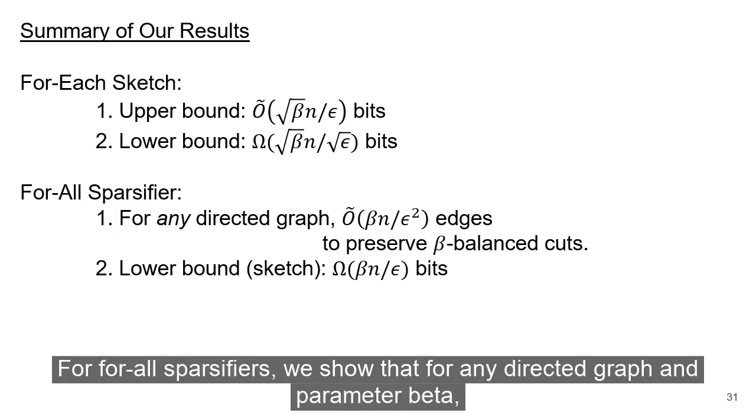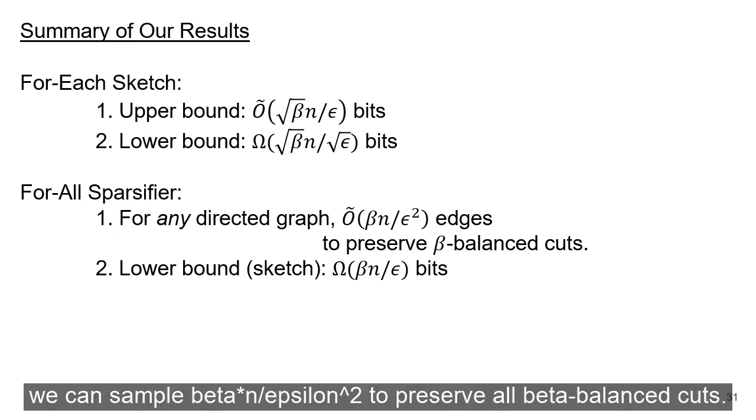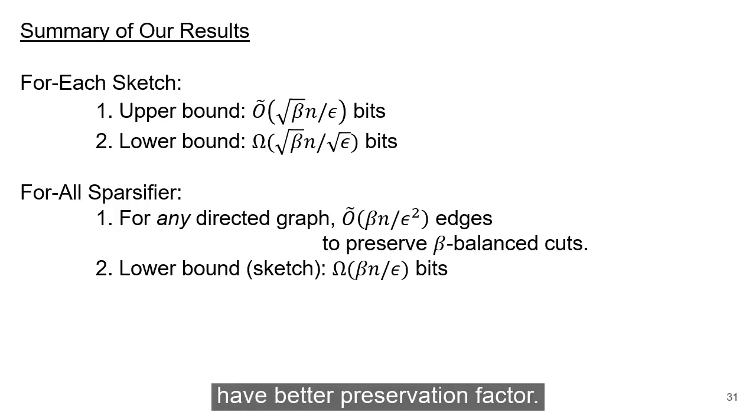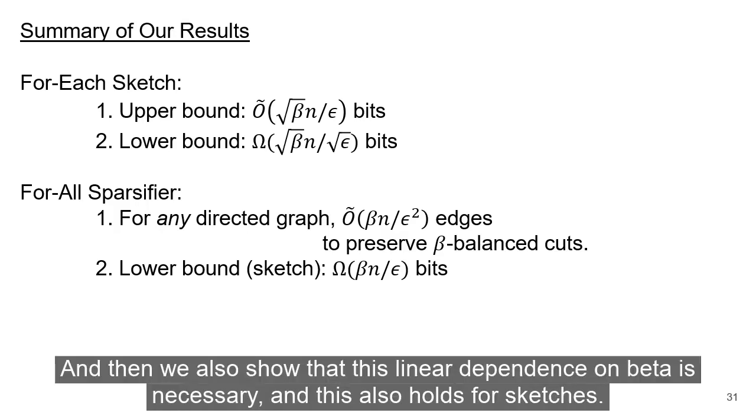For for-all sparsifiers, we show that for any directed graph and parameter beta, we can sample beta n over epsilon squared edges to preserve all beta balanced cuts. The cuts that are less than beta balanced, that is, they have balance factor smaller than beta, have a better preservation factor. And then we also show that this linear dependence on beta is necessary, and this also holds for sketches.